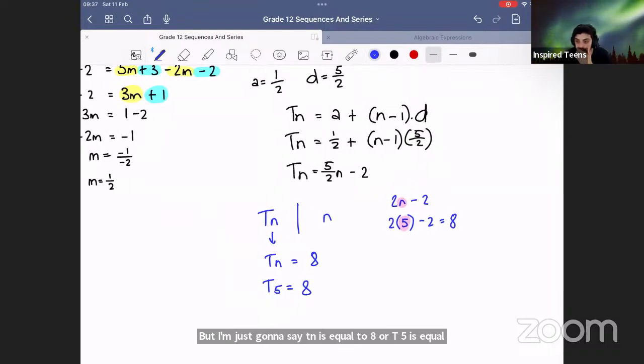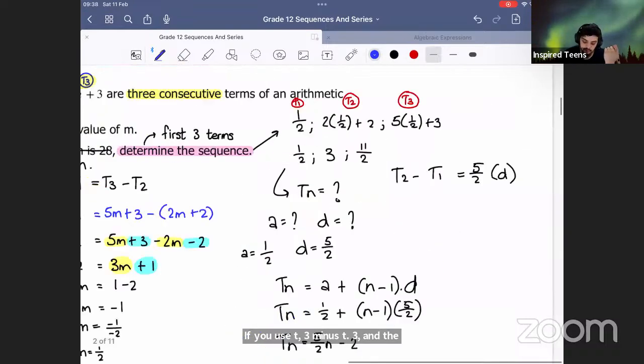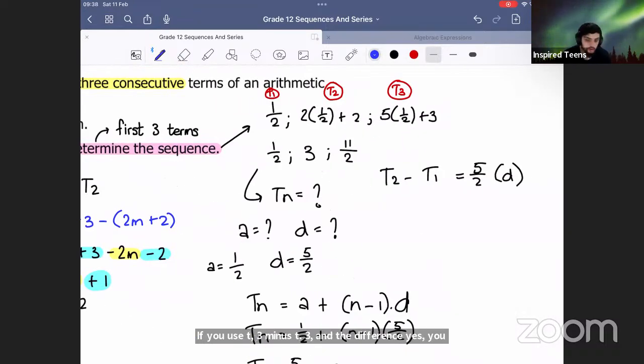Okay, let's just get to a few more questions. Someone asked, can you use T3 minus T2 for the difference? Yes, you can. To get D, you can use T3 minus T2. It's the same thing as T2 minus T1. If you say 11 over 2 minus 3, you get 5 over 2 as well.